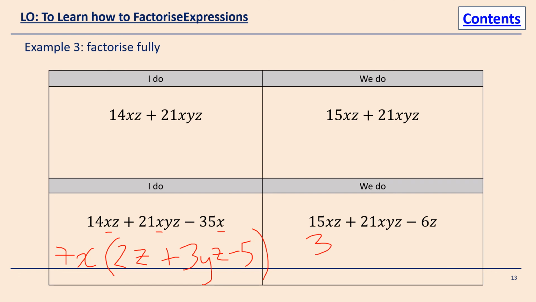Okay, so we have a 3 we can put on the outside, and we also can put z on the outside. So 3z times something is going to give us 15xz. So if we have 5x, that's going to give us 15xz. Plus 3 times something equals 21, so there's 7. And we need to add xy to make xyz because the z's on the outside. Minus 2, and we've already got the z, so 3z times negative 2 is going to give us negative 6z.